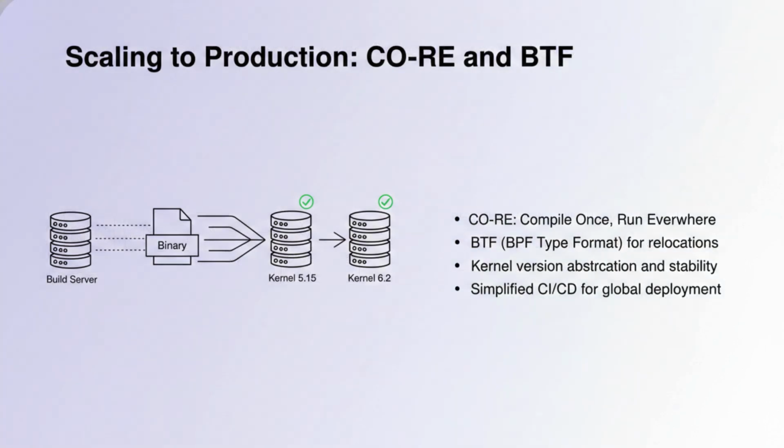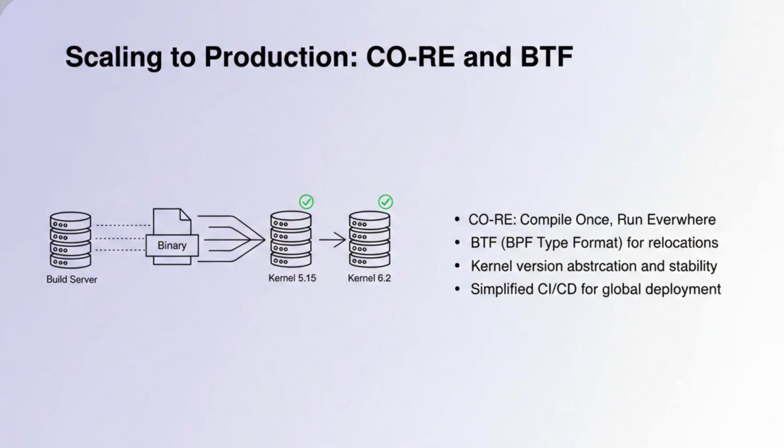A major challenge in BPF development was kernel version compatibility. If the kernel's internal structures changed, the BPF program would break. The compile once, run everywhere, or CO-RE, pattern solves this. Aya leverages BPF Type Format, BTF, to perform relocations at load time. This means you can compile your observability tool on a modern development machine and deploy it to a fleet of servers running various kernel versions without recompiling. As architects, this drastically simplifies your CI/CD pipelines. You distribute a single binary that contains the eBPF bytecode, and Aya handles the compatibility checks, ensuring stability across your entire global infrastructure.